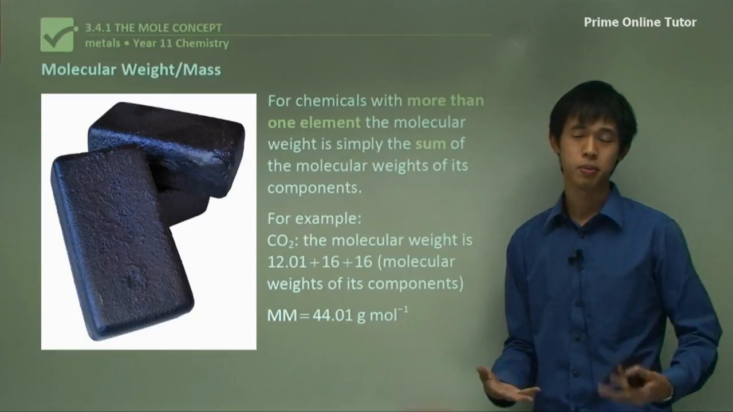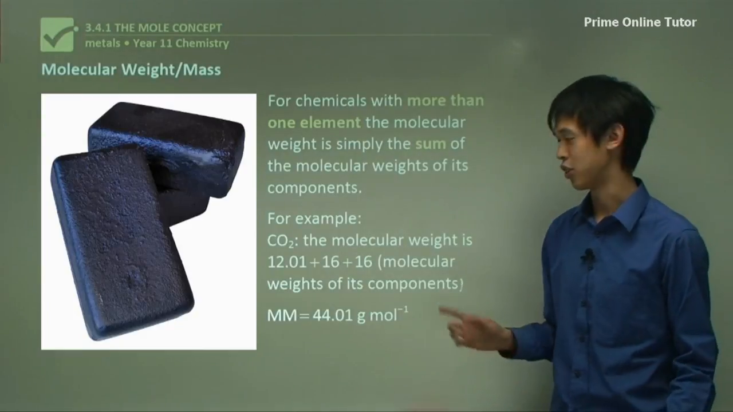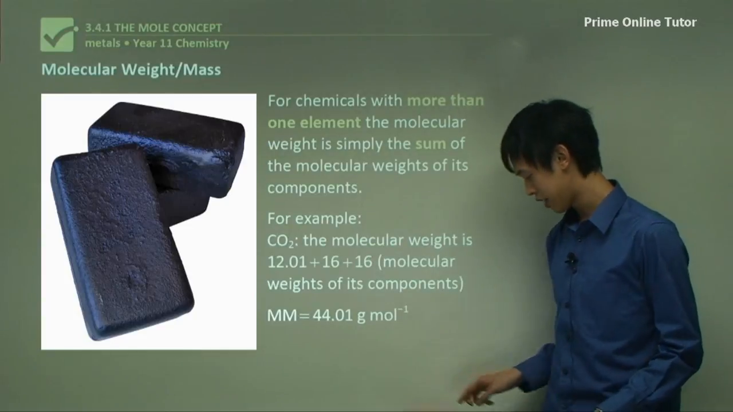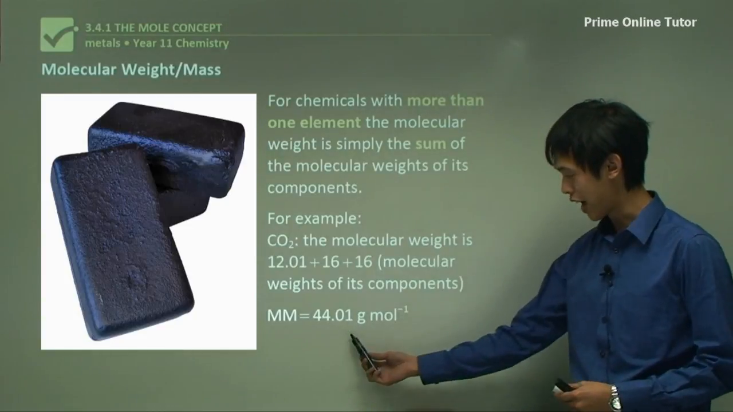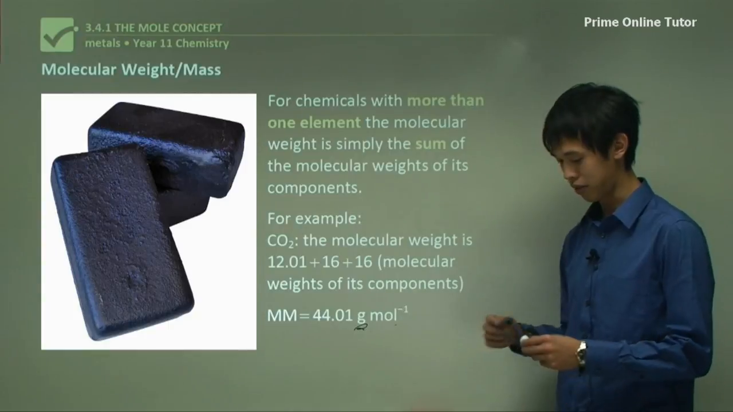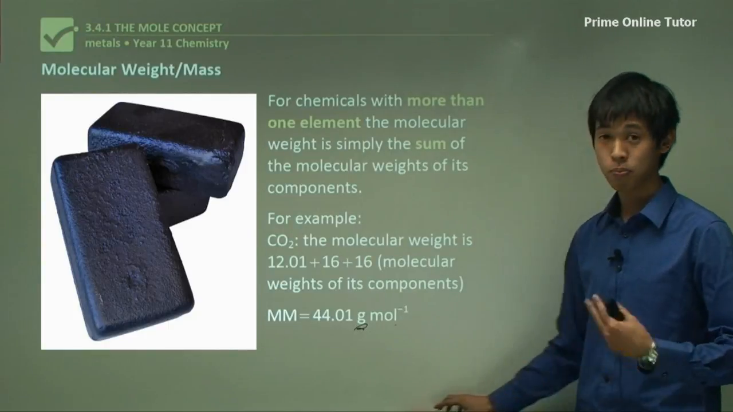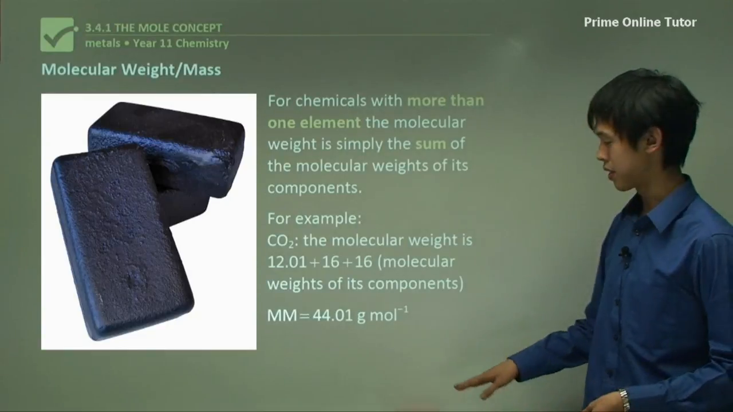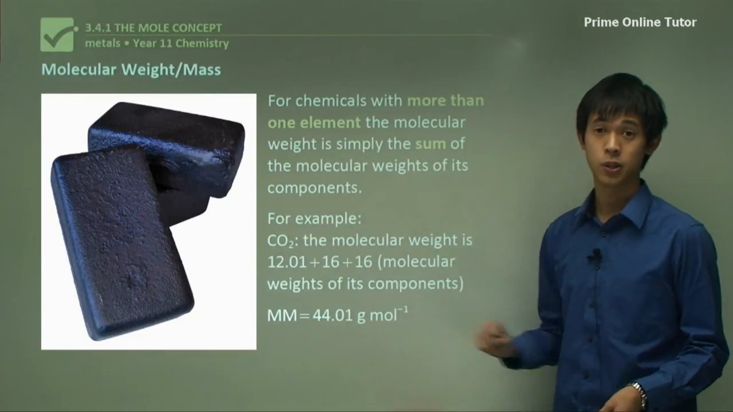MM is what we use as molecular mass. That's our shorthand, okay? Molecular mass. And just check the units here. It's the grams per mole, okay? Because remembering that it's the amount of mass per mole of that substance, so it's always going to be grams per mole. That's our unit, okay?